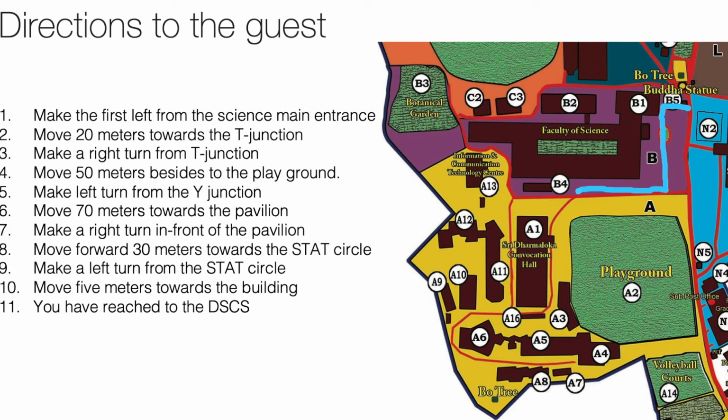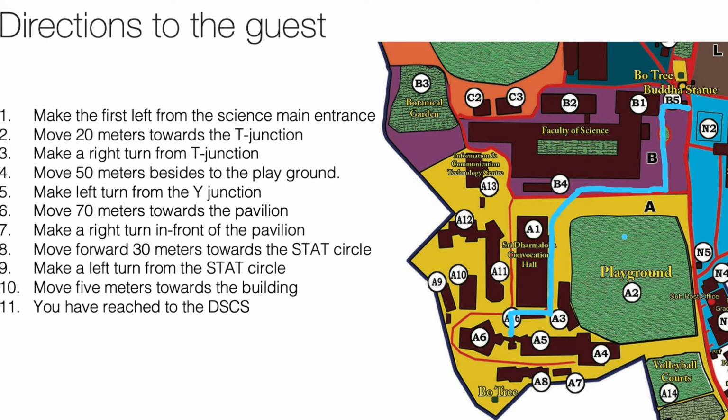Then make a left turn from the Y junction. Then move 70 meters towards the pavilion. Then make a right turn in front of the pavilion. Then move forward 30 meters toward the stat circle. So, this is the stat circle. From the stat circle, make a left turn and move 5 meters, and then you have reached the Department of Statistics and Computer Science.